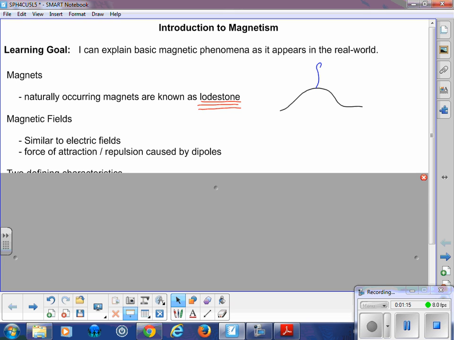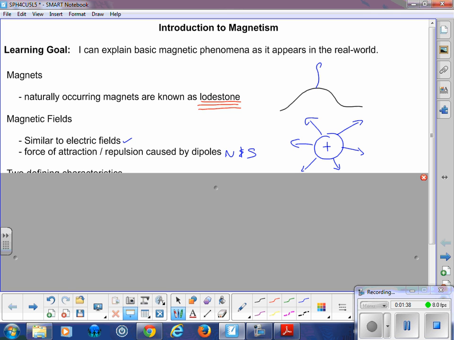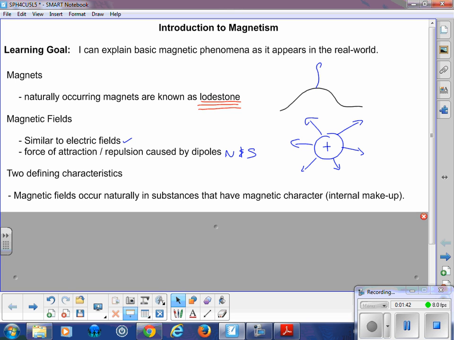Magnetic fields. We talked about electric fields earlier, and just to review, if you have a positively charged particle, the electric field is kind of pushing things away. So they work very, very similar to electric fields. And the force of attraction and repulsion is caused by dipoles. So we're not going to have positive and negative anymore. We're going to have north and south on a magnet.